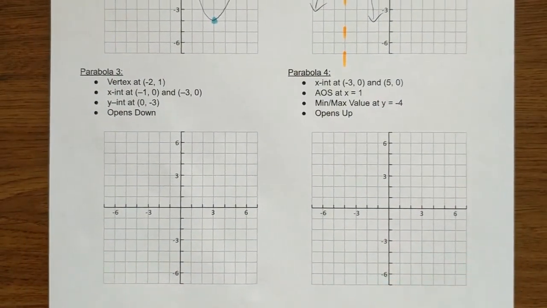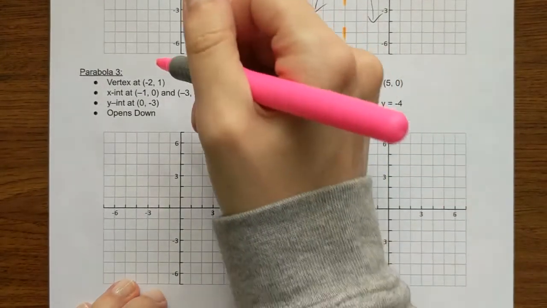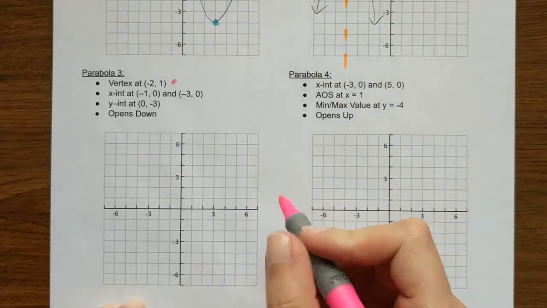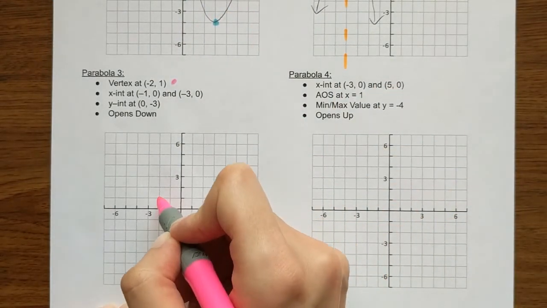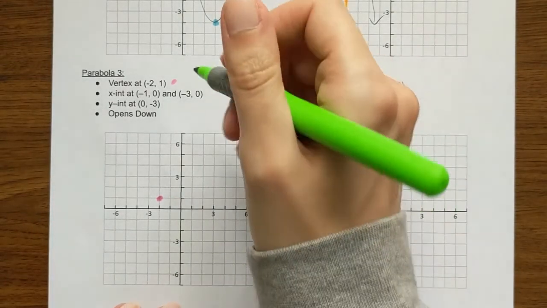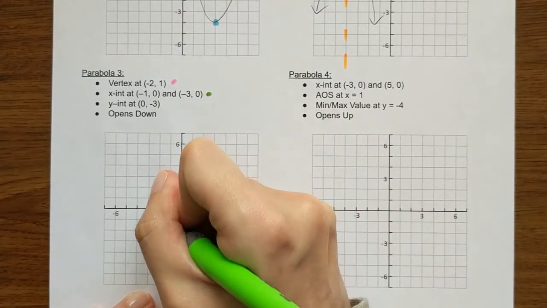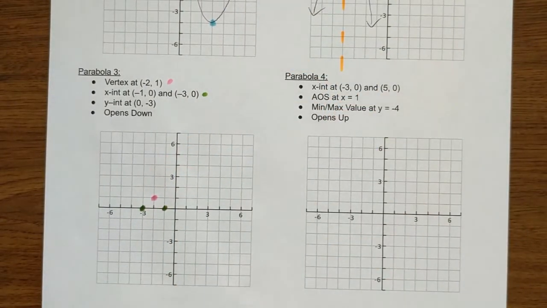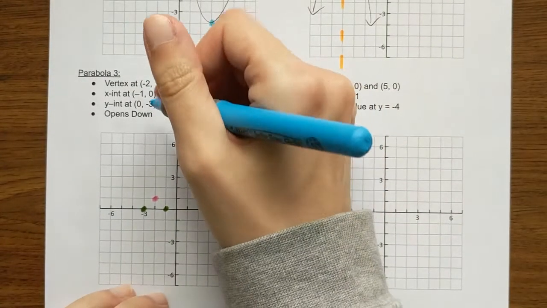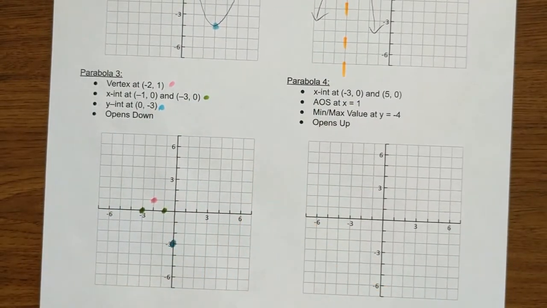Let's do example number 3. I have a vertex at -2, 1 here. So I'm going to find that point, -2, 1. That is my vertex. I have my 2 x-intercepts at -1, 0 and -3, 0. I have a y-intercept at 0, -3. 0, -3 is down here.